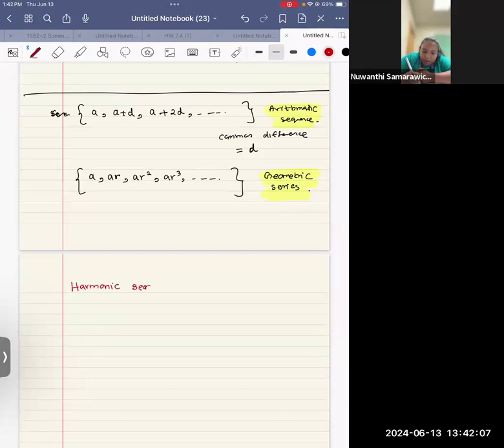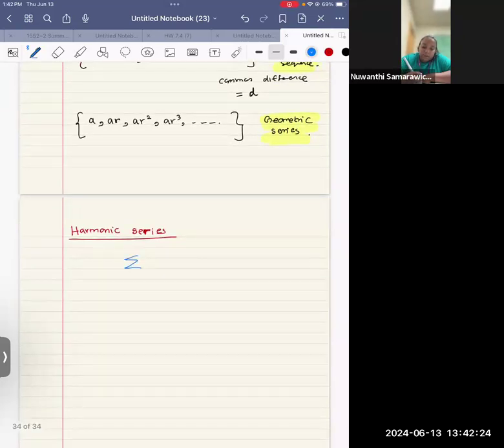You will see this harmonic series if you do other math courses or other types of engineering courses. The harmonic series has the form 1 over n. It's always 1 over n. The sum of 1 over n means 1 plus a half plus 1 over 3, 1 over 4, and this goes on. This is always divergent.